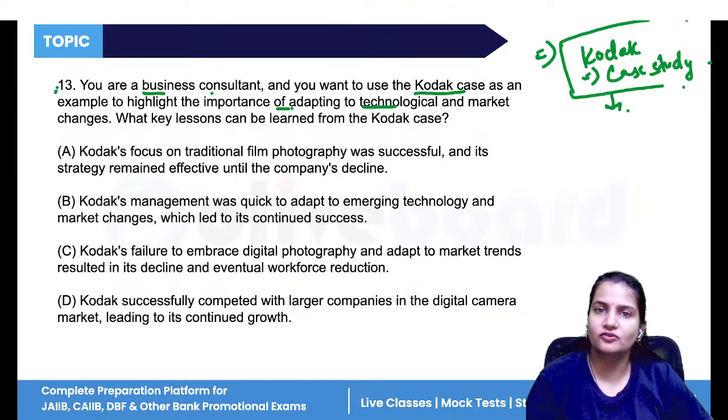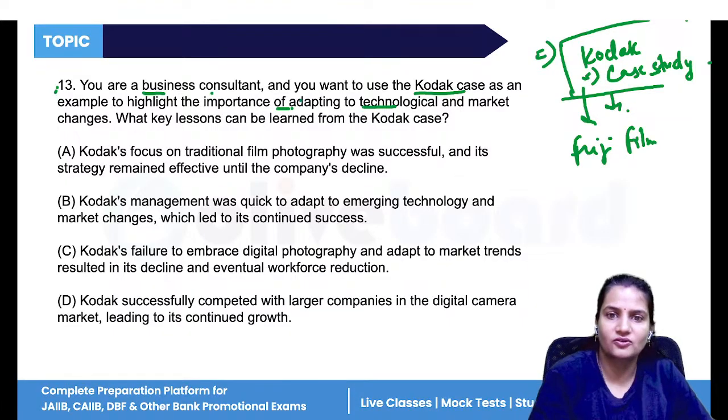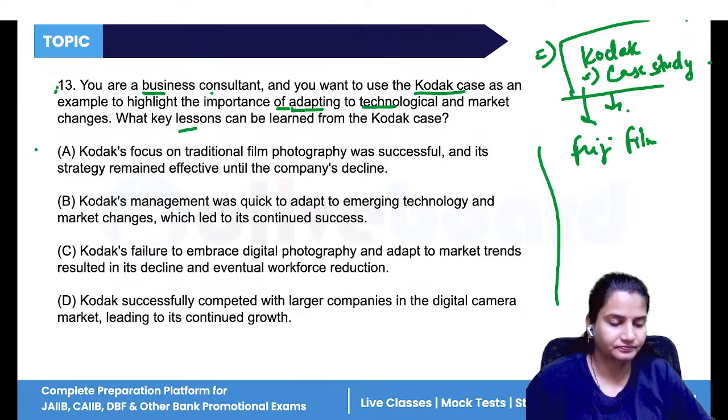This company did not follow new technology. This company was busy in acquiring Fuji films, and so this company deteriorated. Okay, the business of this company fell down. So this company did not adopt new technology and market changes. So this is the lesson we have learned from the Kodak case. Now, what lessons can be learned from the Kodak case among the following options?